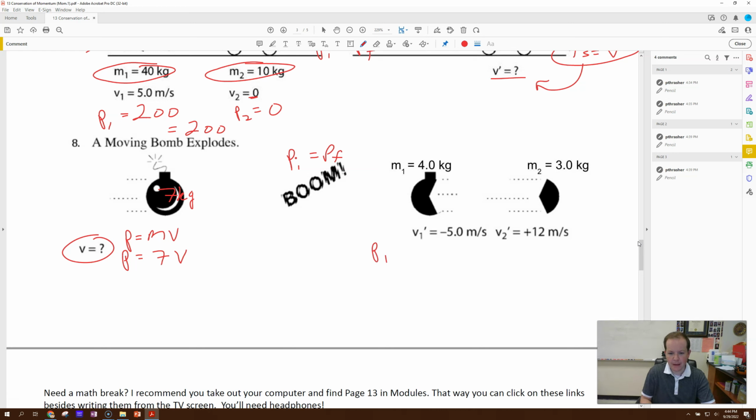Absolutely. Let's find the momentum of this piece. Remember, momentum is mass times velocity. So it's this mass times this velocity. So that's going to be 4 times, don't forget that negative. Remember, negatives are important. That's negative 20.